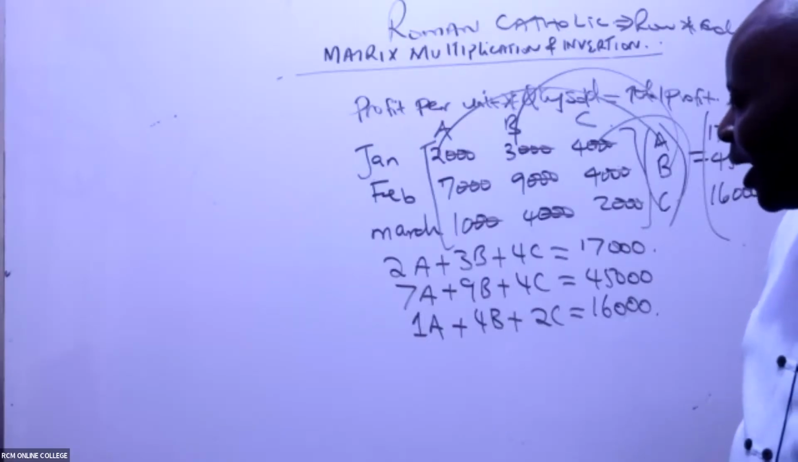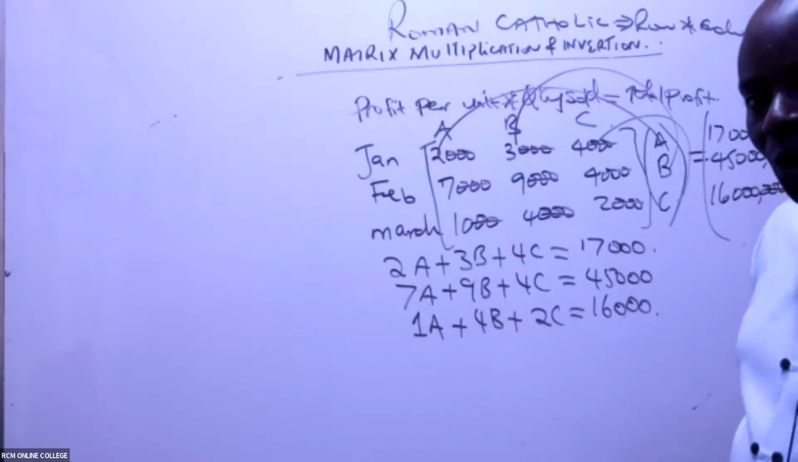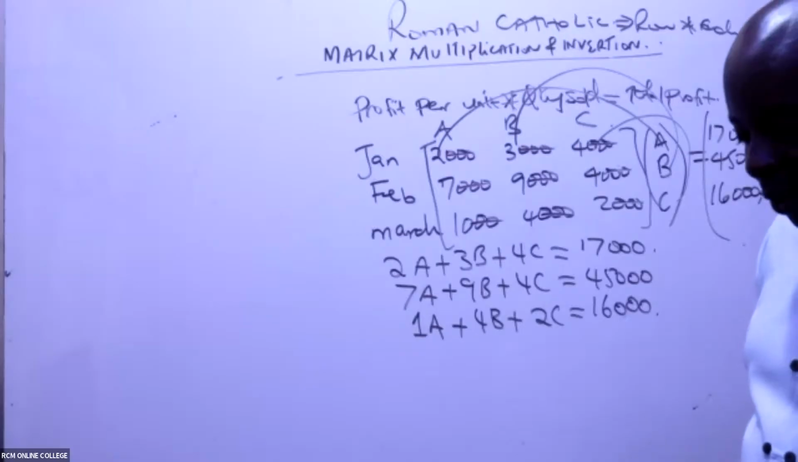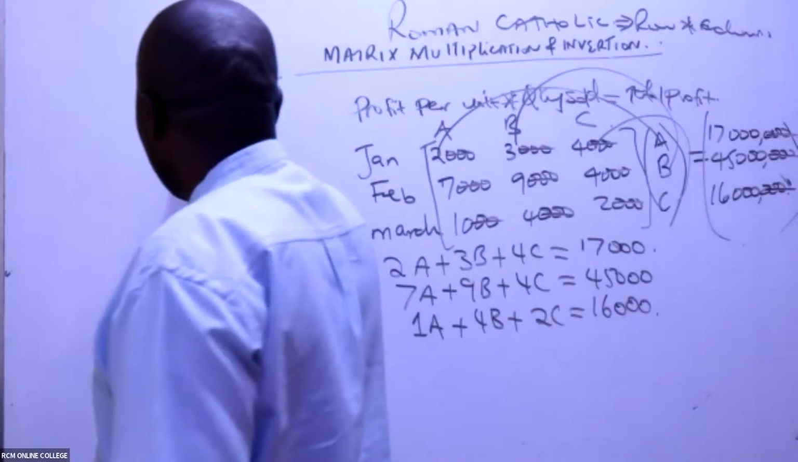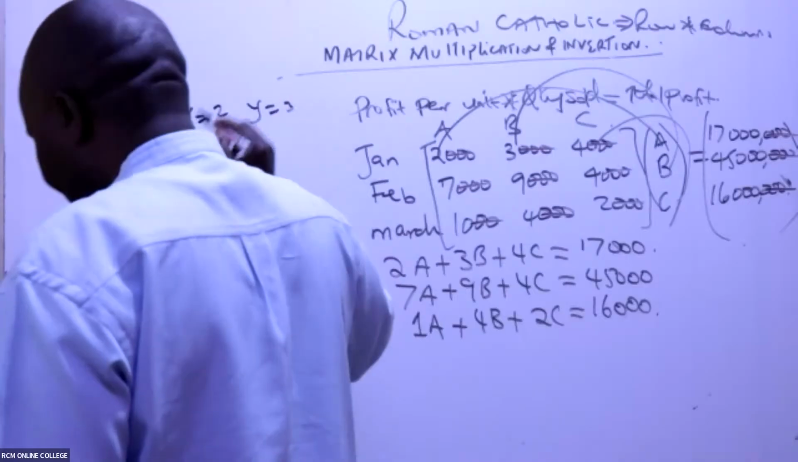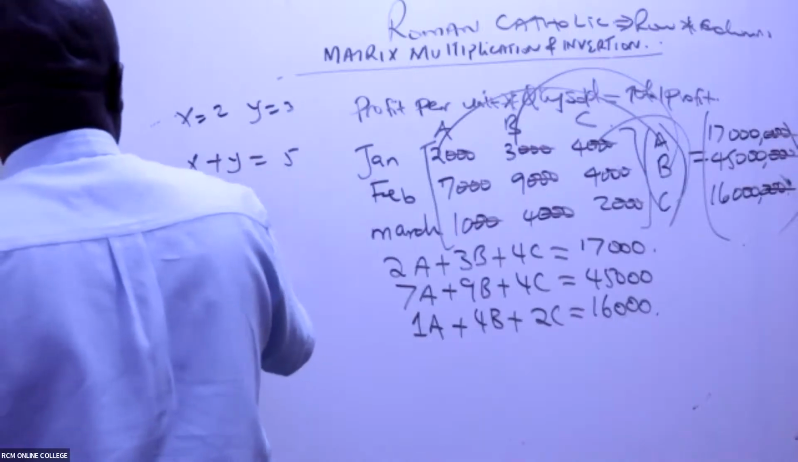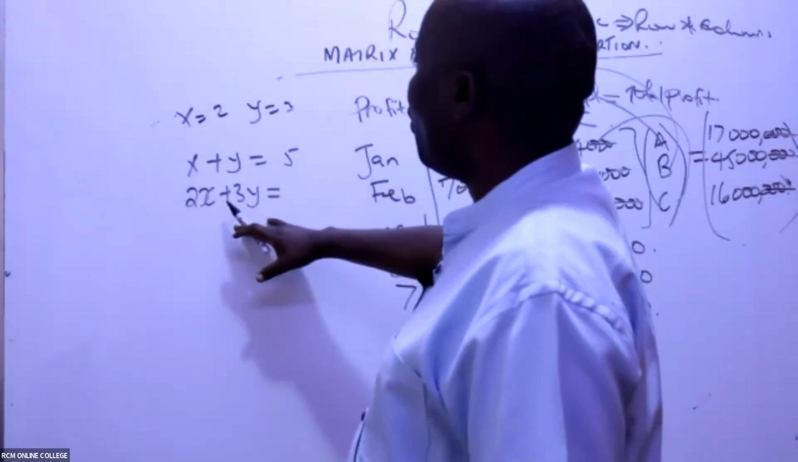Now, ladies and gentlemen, I would want to take this opportunity to show you what we call Cramer's rule, for solving simultaneous equations. It will be very important for you to understand Cramer's rule. Now, assuming we have this kind of a thing, where x, for example, is 2 and y is 3. So assuming we have here x plus y is 5, and then we have here 2x plus 3y, that's 4 plus 9.